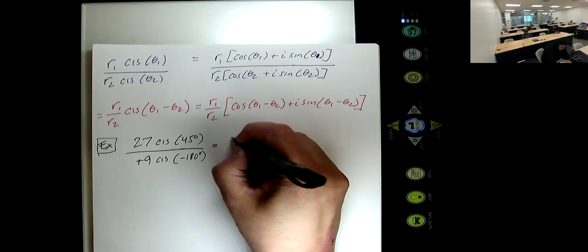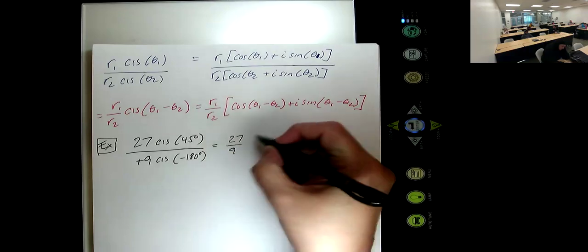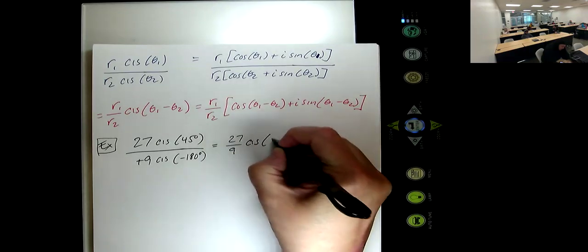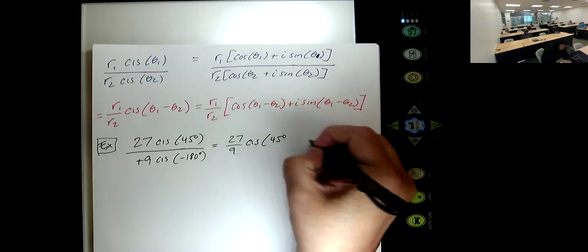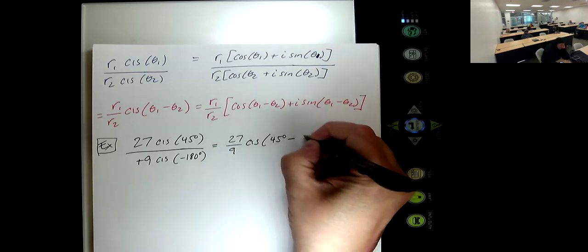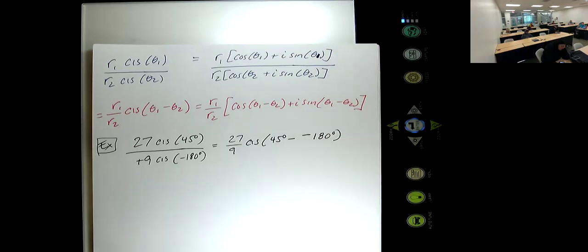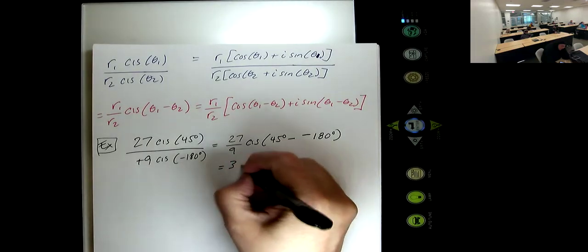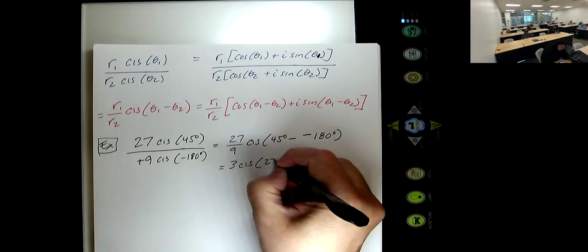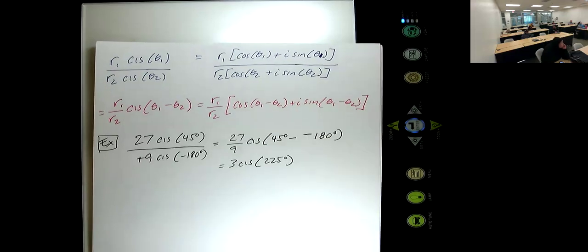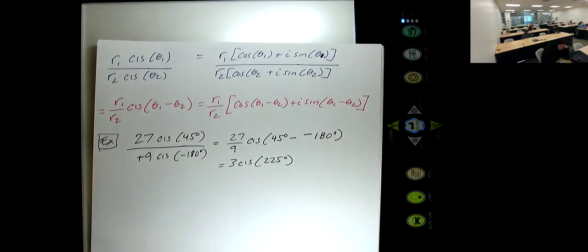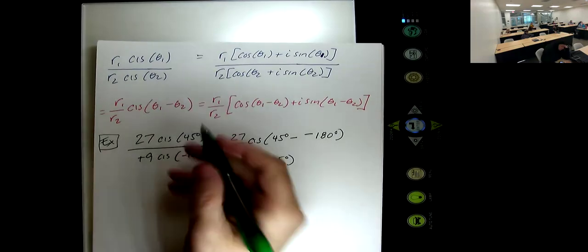So we just do 27 divided by 9. And then cis of. Make sure you take this slowly, we're subtracting the one on the bottom, which is minus a negative. So we get 3 cis 225. What is that in rectangular?